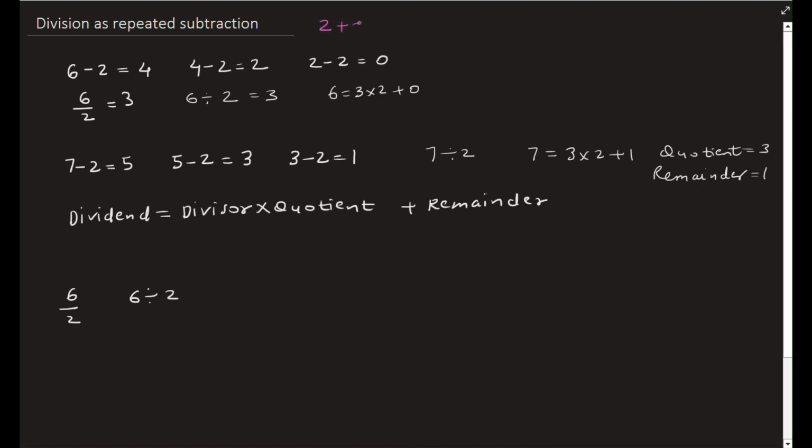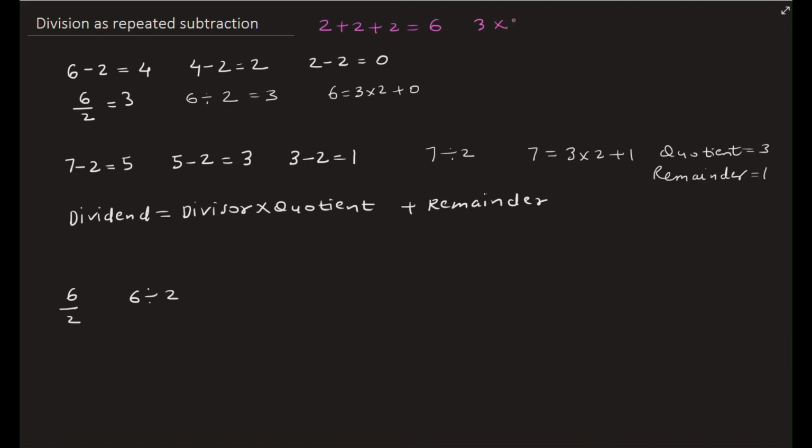I have 2 plus 2 plus 2 equals 6, which is nothing but 3 times 2 equals 6. So this is multiplication, and it is repeated addition. Let's do it the other way around.